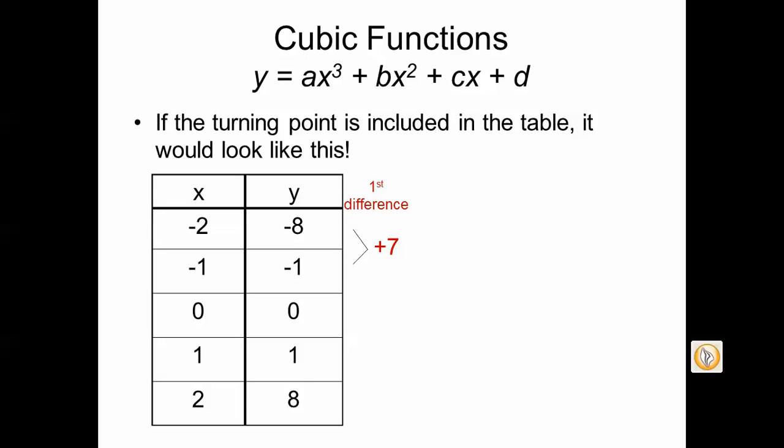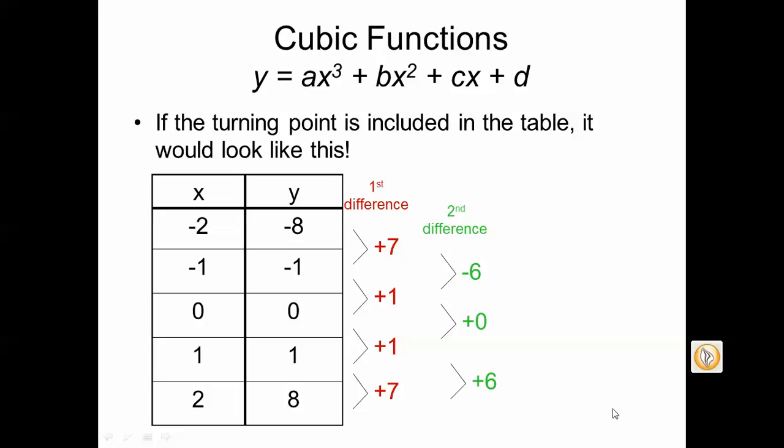Please follow along with us. 0 minus -1 is 1. 1 minus 0. 8 minus 1. Is the first difference the same? It's not. It's not linear. Look at your second difference. 1 minus 7 is -6. 1 minus 1 is 0. 7 minus 1 is 6.